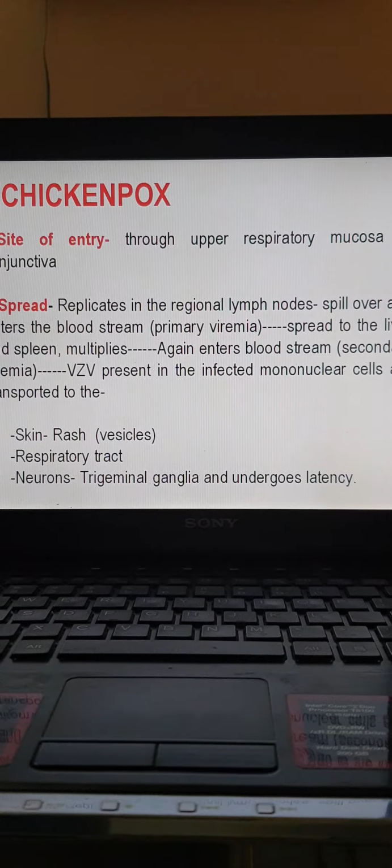Varicella zoster virus present in the infected mononuclear cells is then transported to various sites, like the skin, where it causes vesicular rash. It also reaches the respiratory tract, where it becomes contagious or an important source of transmission because it is shed in the respiratory secretions. It also reaches neurons, trigeminal ganglia, where it undergoes latency.